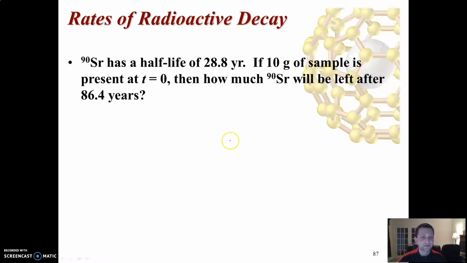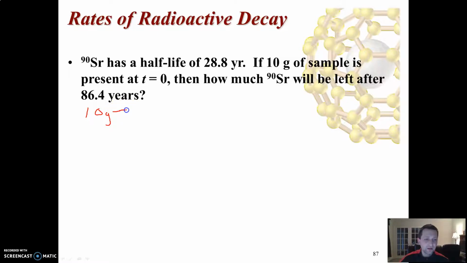So strontium half-life: strontium-90 has a half-life of 28.8 years. You start with 10 grams of that. So we're going to start with 10 grams at t equals 0, so that's our initial time. How much strontium-90 will be left after 86.4 years?